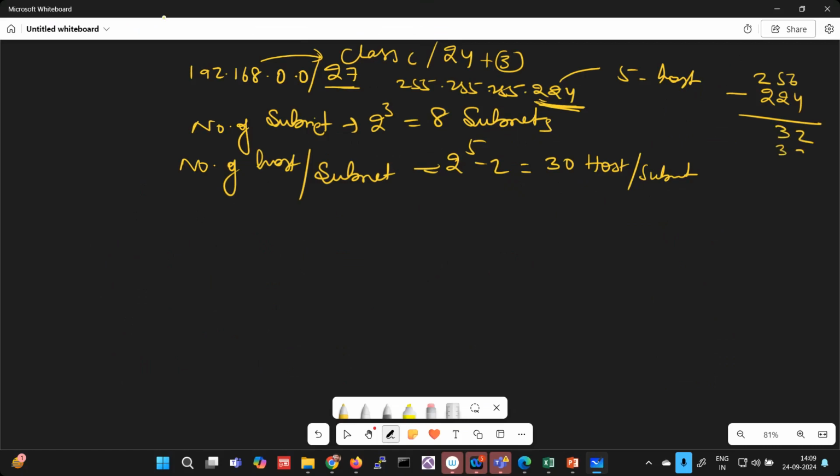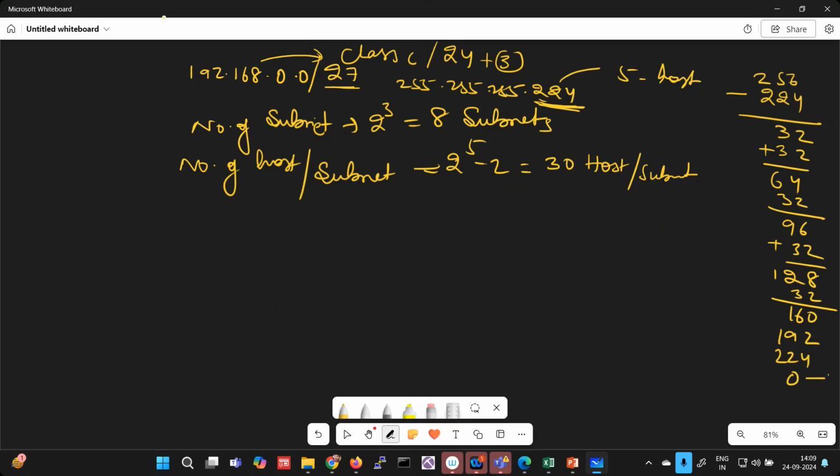Again add 32, we will have 64. Again add 32, we will have 96. Again add 32, we will have 128. Again 160. Then again add 32, we will have 192. Again 224, and after adding 32 to 224, we will have 256. So basically 256 is nothing but 0.